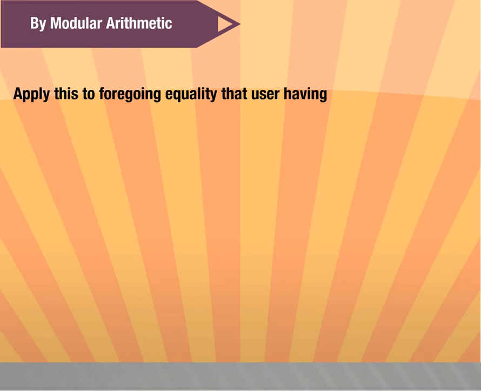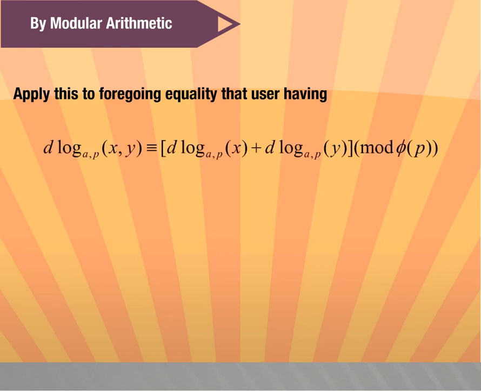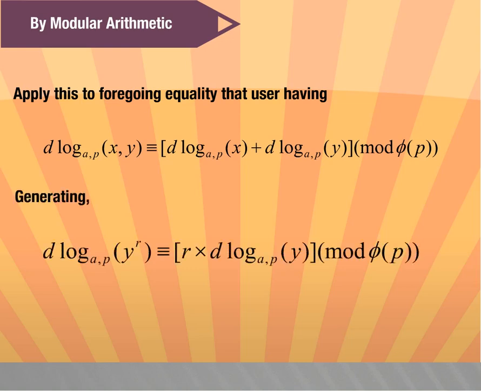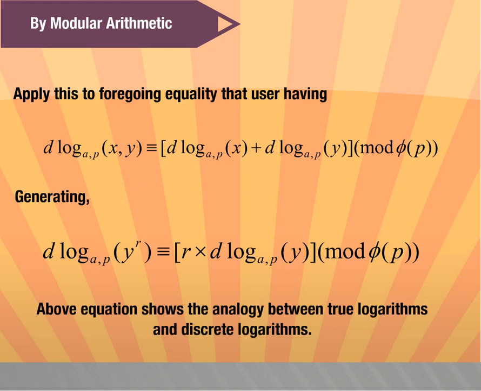Applying this to the foregoing equality, we have dlog to the base a, p of xy, which is congruent to dlog to the base a, p of x plus dlog to the base a, p of y mod phi of p. Generating dlog to the base a, p of y^r is congruent to r times dlog to the base a, p of y mod phi of p. The above equation shows the analogy between true logarithms and discrete logarithms.